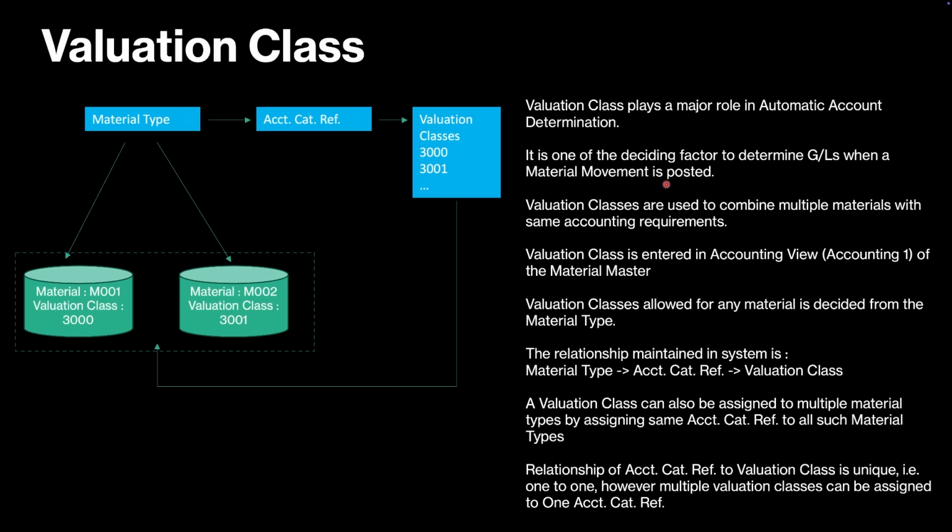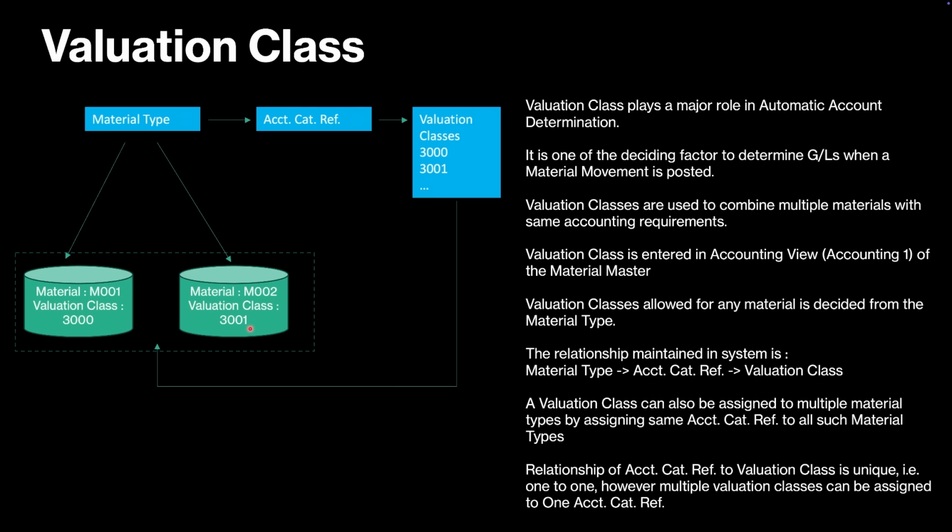Based on this valuation class only, the system will determine what GLs are to be posted in the background when you post the goods movement. Okay, and how is this valuation class decided? So basically you have this linkage here. We have already discussed this in our material type configuration video, that in the material type you enter something called the account category reference, and against the account category reference you map the possible valuation classes, that is, the applicable valuation class against a particular account category reference. And once you do this linkage, then whenever you create a material with this material type, you can select these valuation classes when you maintain the material master.